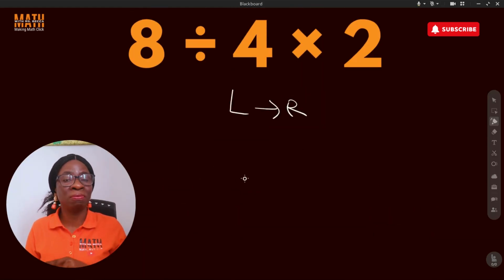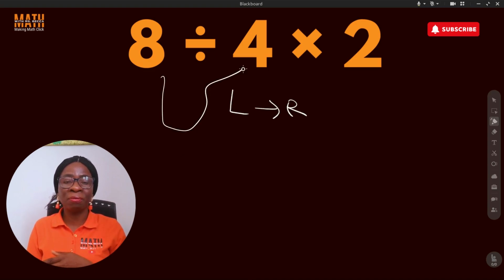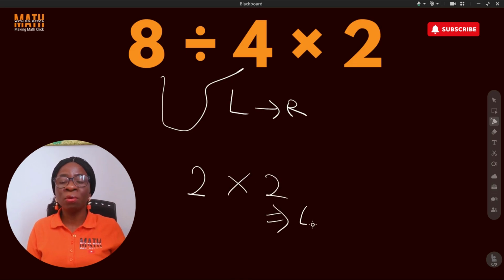That means we have to divide before we multiply. That gives 8 divided by 4 gives 2. Then we have 2 times 2 to give 4, which is correct.